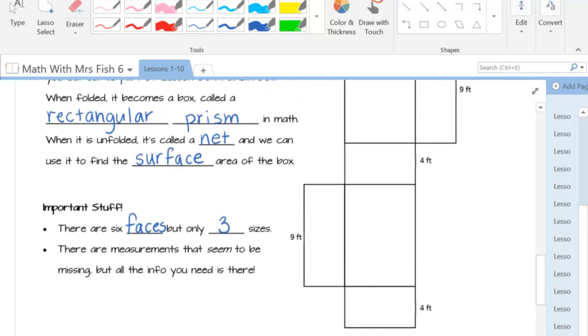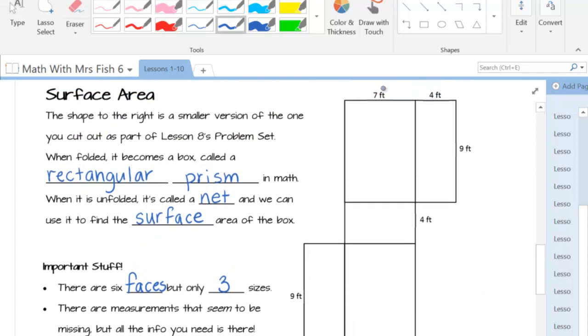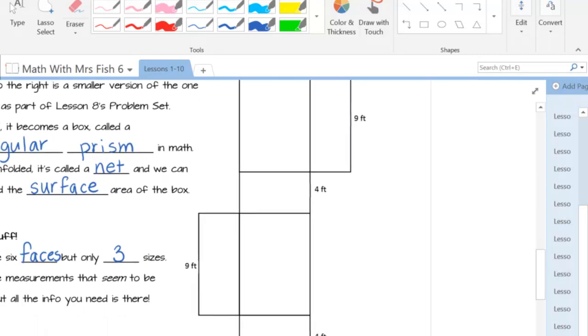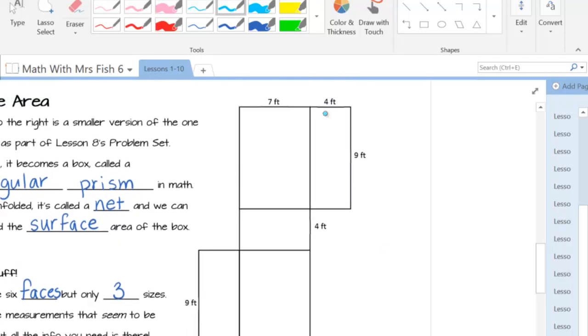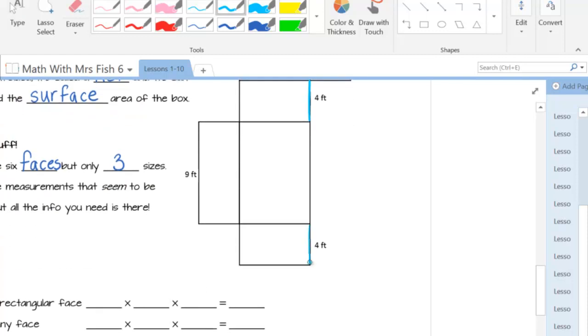If you look at this, you can see that there are numbers for the lengths, the measurements, but it looks like there's stuff missing, but there's not. And this is where you're going to grab your colored pencil. So pick one of your colors, and we're going to see how the information is actually all there. It might seem to be missing. So let's grab that really short side. Okay, it's 4 feet. This one tells us that it's 4 feet. This one tells us that it's 4 feet. This one tells us that it's 4 feet.